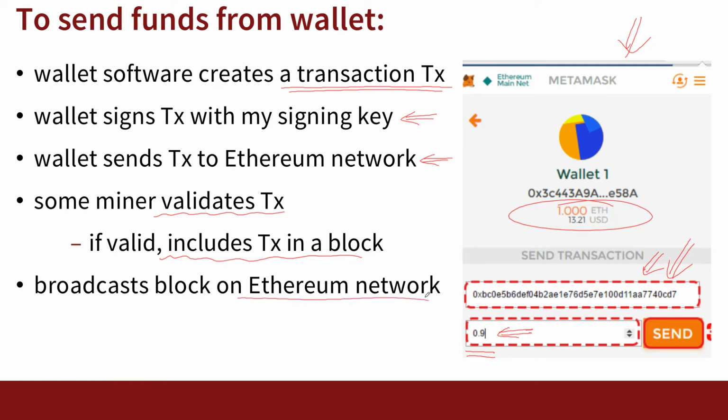Once the network accepts the block, the block is added to the blockchain and the transaction is recorded and can never be removed. So this transaction is recorded on the blockchain. There's now a specific transaction that says 0.9 ETH was transferred from this address to that address. And as we said, the persistence property means that transaction can never be removed from the blockchain. That's the idea. So that's how we use wallets to send funds from one address to another.